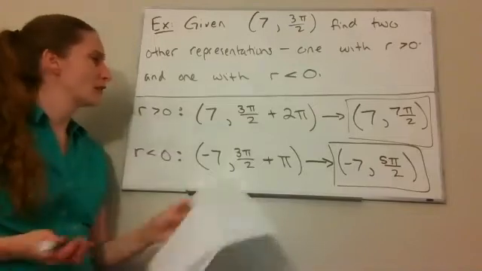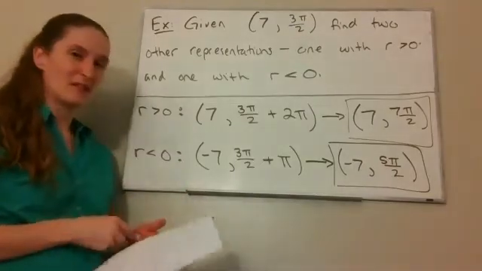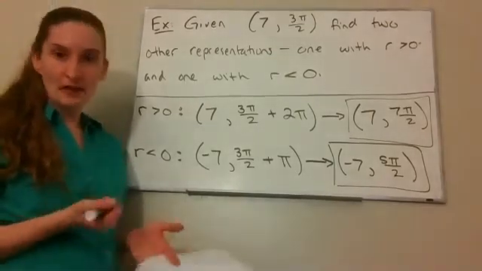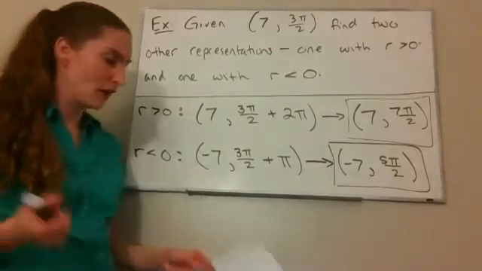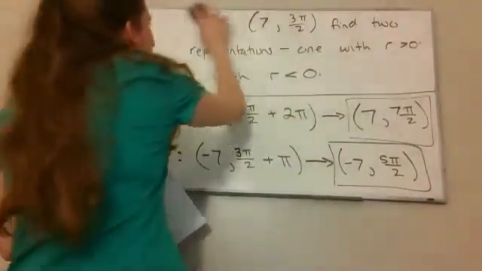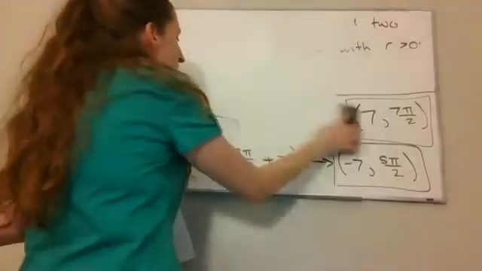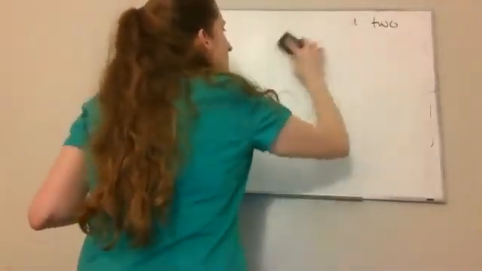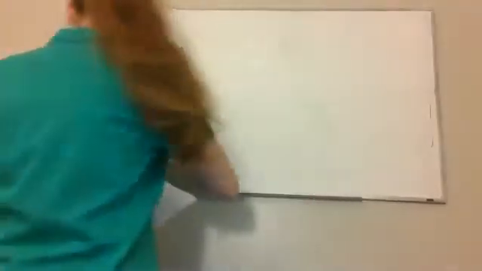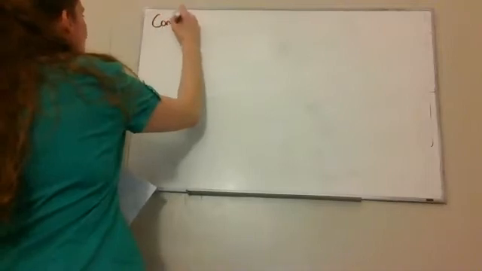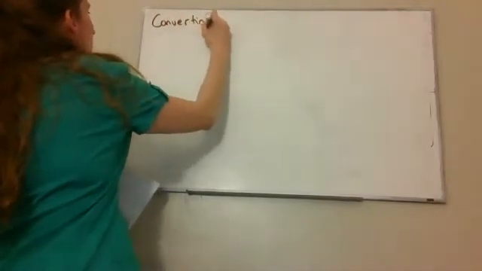So now you might be wondering, with this polar coordinate system, how do I convert between polar coordinates and our standard XY rectangular coordinates and vice versa? And there are some formulas that we can use to change between these 2 different coordinate systems. So, converting coordinate systems.